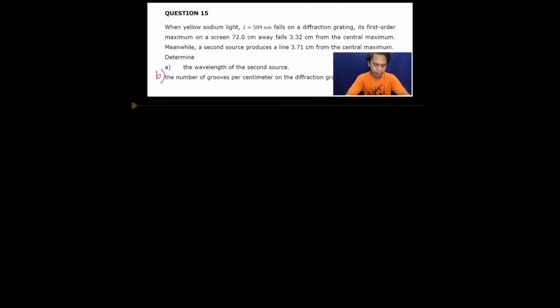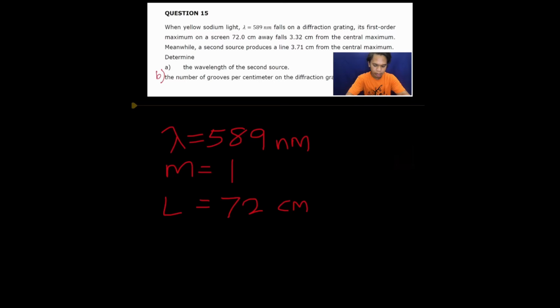Firstly, the question said lambda is equal to 589 nanometer. Then, it is first order maximum, so the value of m is equal to 1. Besides, the screen is 72 cm away. It means the value of L is equal to 72 cm. Lastly, it falls 3.32 cm from the central maximum from the first source and 3.71 from the central maximum from the second source. So, these are the values of Y1 and Y2. After we list down all the information, we can start to answer the question.